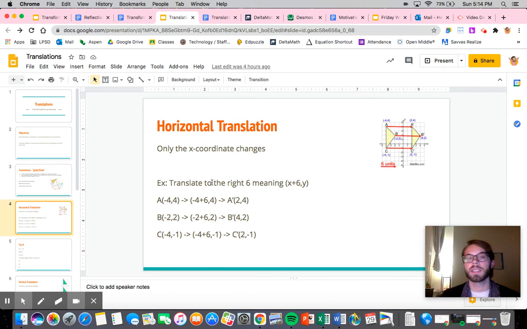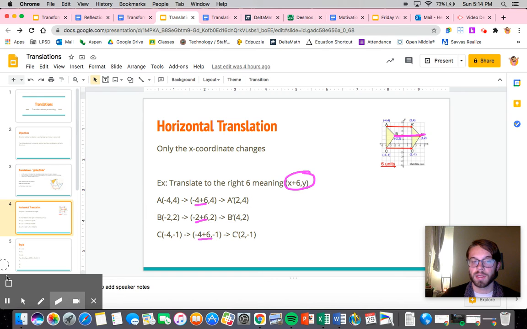So if you're translating 6 to the right, there's another way you can write that. Essentially, what you're saying is you're taking your points (x, y) and to x you're adding 6, and y you're leaving alone. All right, that's all this notation means. So each point, I'm adding 6. See how I'm adding 6 to the -4, to the -2, to the -4, and then I have my new point. So that's all I did. I just took everything and I moved it over there. All right, and they've all moved the same amount. That's important to consider. They're all moving the same amount.